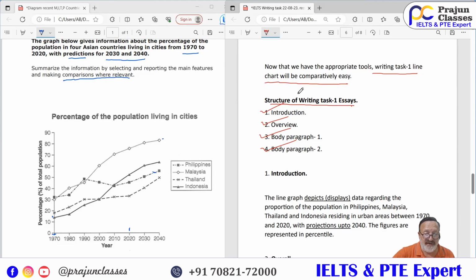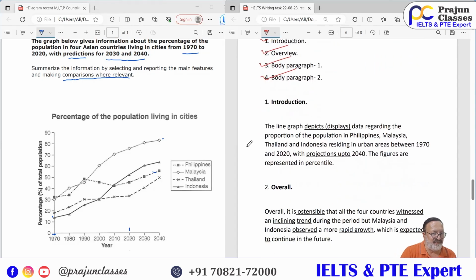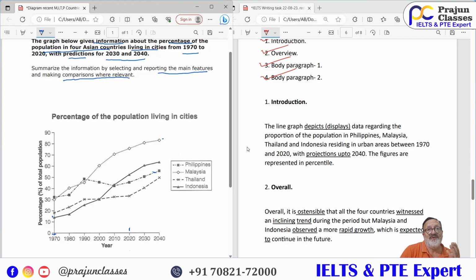Okay. So now introduction. So let us see this diagram first. It says the graph below gives information about the percentage of the population in 4 Asian countries living in cities. They are living from this to this with predictions for this. Now we have to inform by selecting and reporting main features. So they themselves are saying you don't have to report all the features, only main features, and you have to make comparisons where relevant. So now we have the percentage of the population living in cities, and these are the 4 countries.